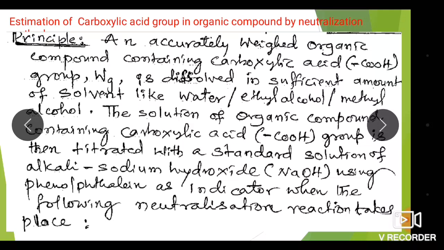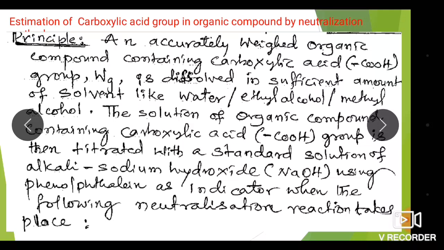What do we have to do for estimating the carboxylic acid group? It is simply the neutralization method used for the estimation of the carboxylic group. Simply take a known weight of the organic compound containing the COOH group.